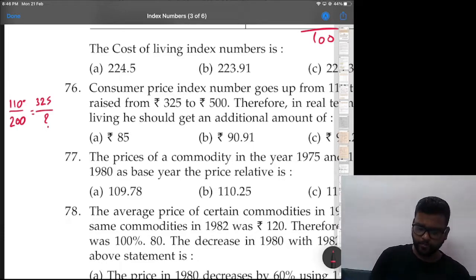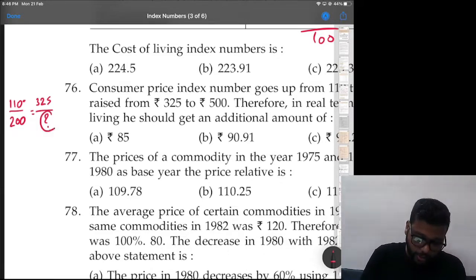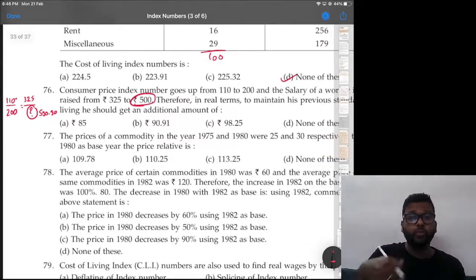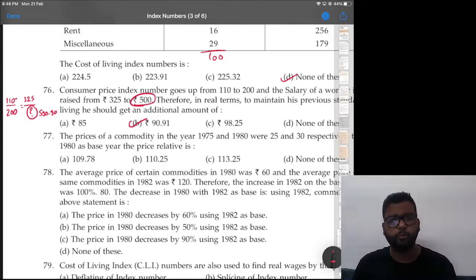Let's check that. 325 into 200 by 110. So 590.9090. His salary should ideally go to 590.90. But his salary is only 500. That means to maintain his standard of living, he should get an additional amount of 90.9090 or 90.91.